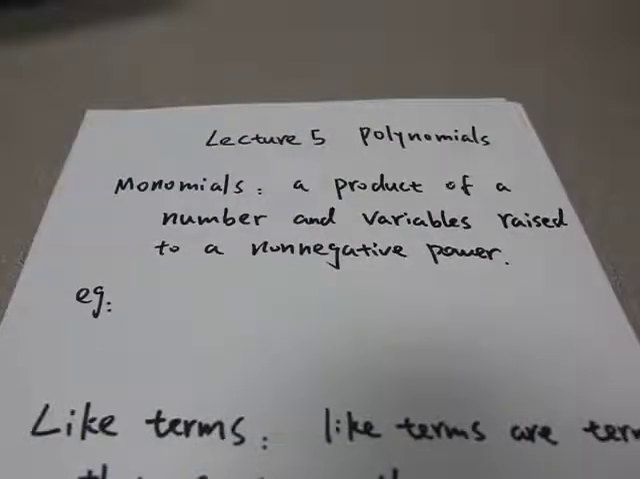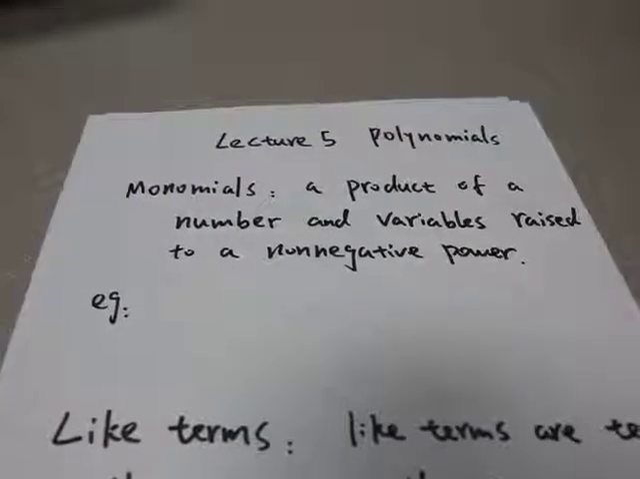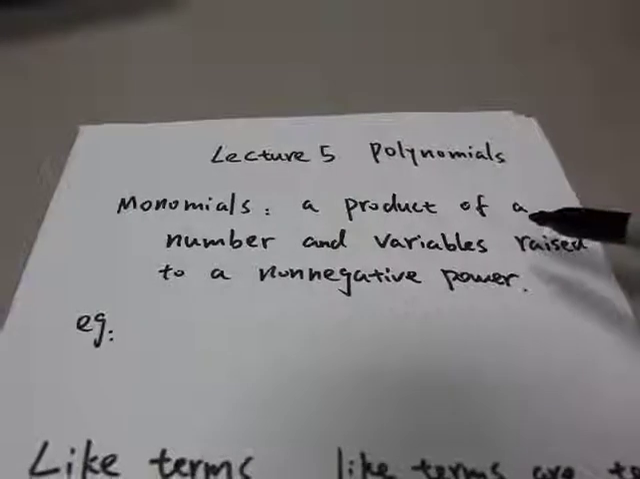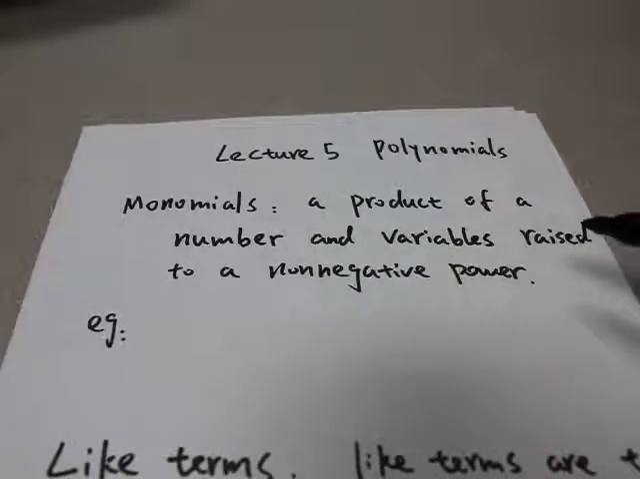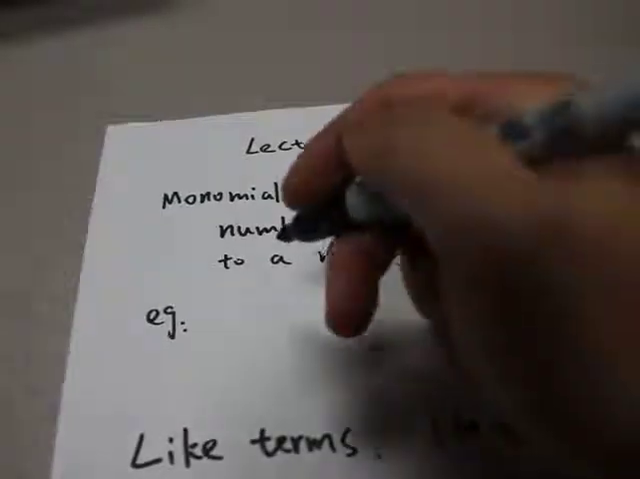Okay, in this video, I'm gonna talk about what is a polynomial. First, let's look at the definition of monomial. A monomial is a product of a number and variables, and each variable is raised to a non-negative power. Now, let me show you some examples.